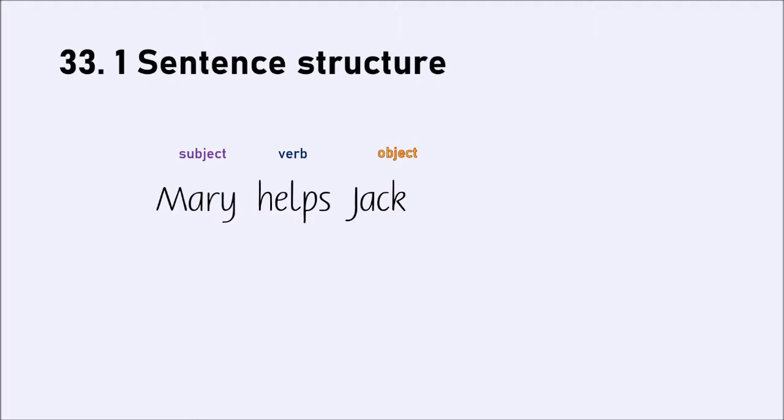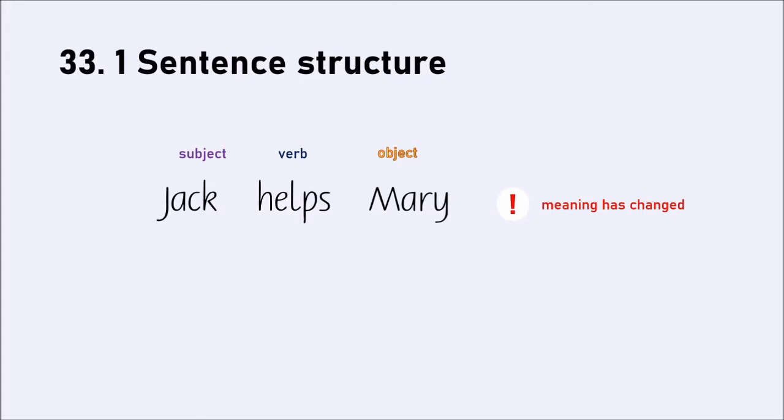Now, what if the subject and object change places? We will get Jack helps Mary. Is this the same sentence? No, definitely not. The meaning has changed. Now it's Jack who's doing the action and Mary is the one who's receiving the help. Can you see that in English, by changing the structure of a sentence, we can completely transform the meaning that is being conveyed?